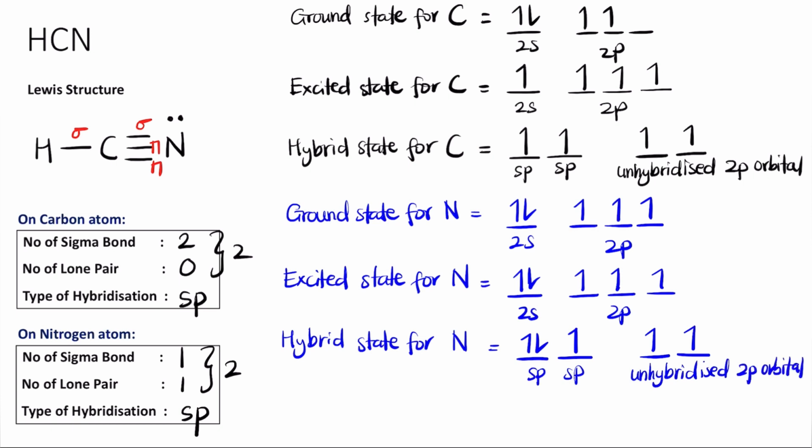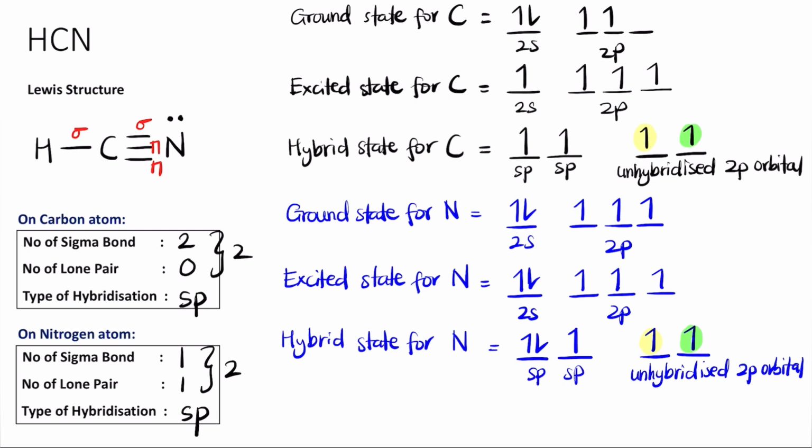So, dekat sini awak akan nampak untuk carbon dia ada unhybridized 2p dan untuk nitrogen pun ada unhybridized 2p. That is why dekat sini dia akan overlap between these two sebagai 1 pi bond side to side dan another one more second pi bond side to side. Okay, yang lain kita akan show based on hybrid orbital.